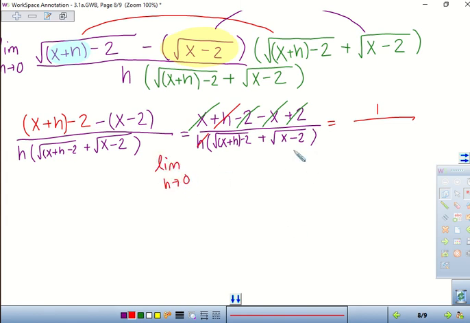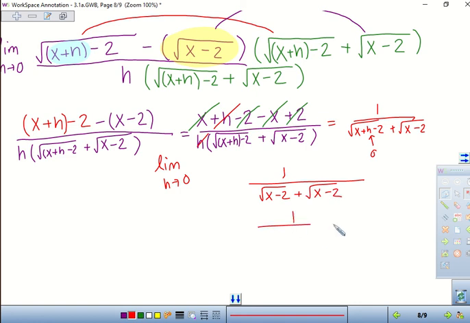Now are we ready to plug in for h? Can we plug in h now? What do you guys think? Yeah. So what's that going to give us when we plug in h? What's going to happen right here? It turns to 0. So, x minus 2. Yeah, it just becomes x minus 2 plus x minus 2 square root, which I can rewrite as 1 over 2 square root of x minus 2.